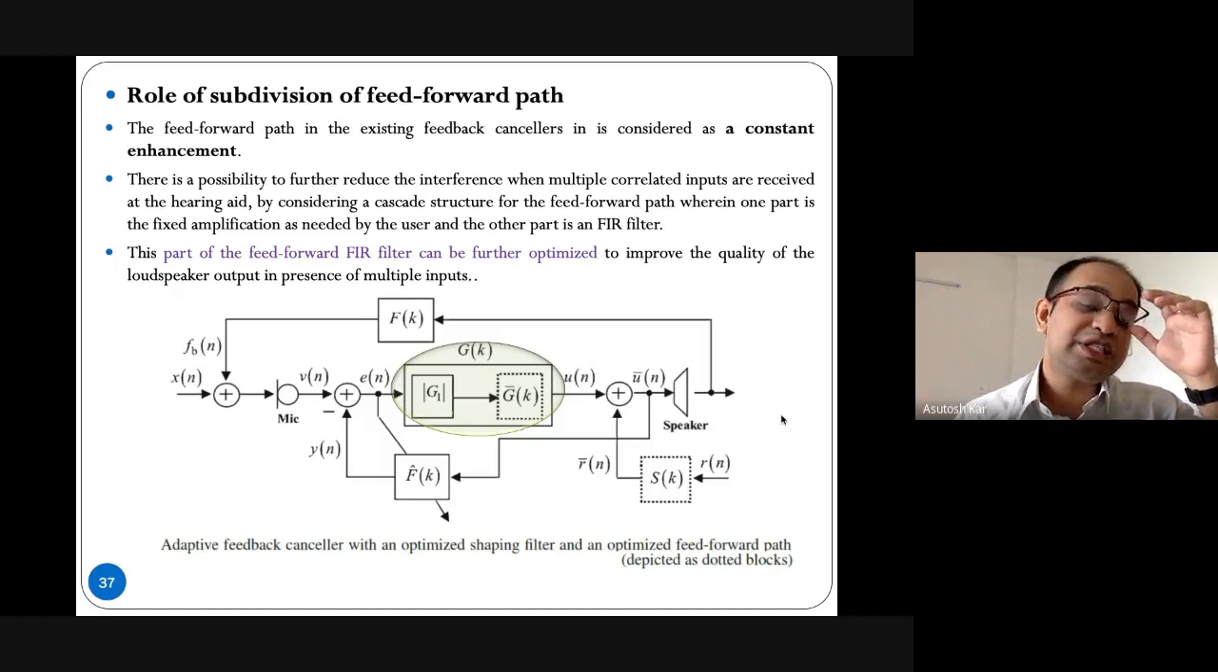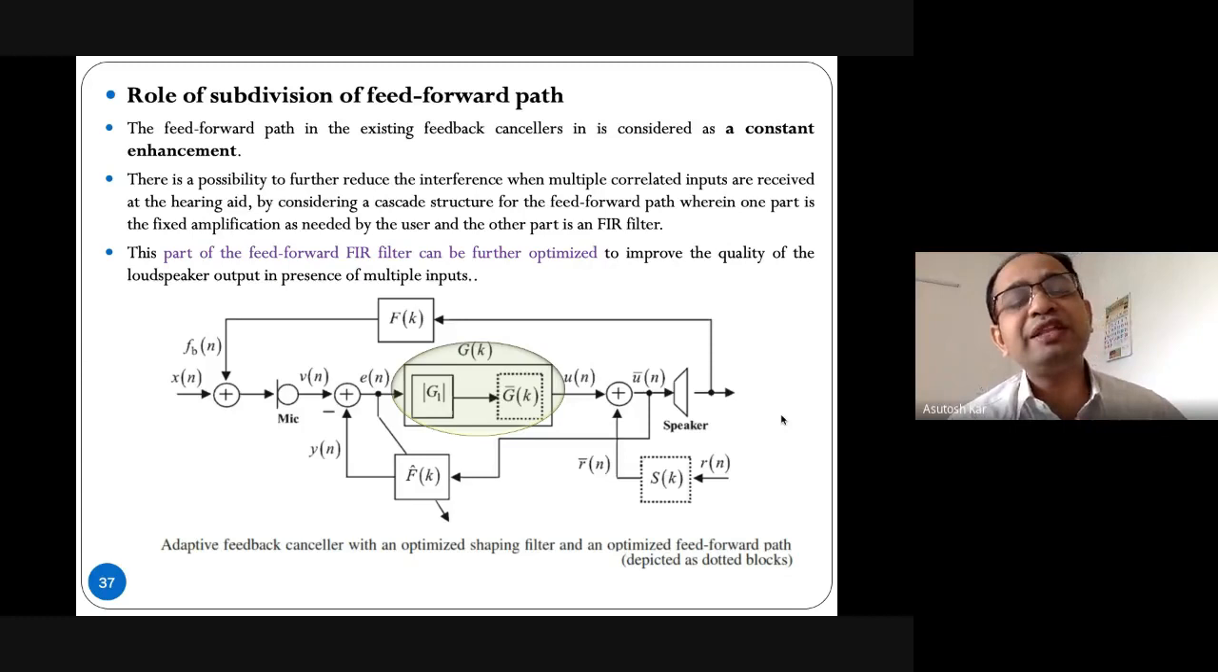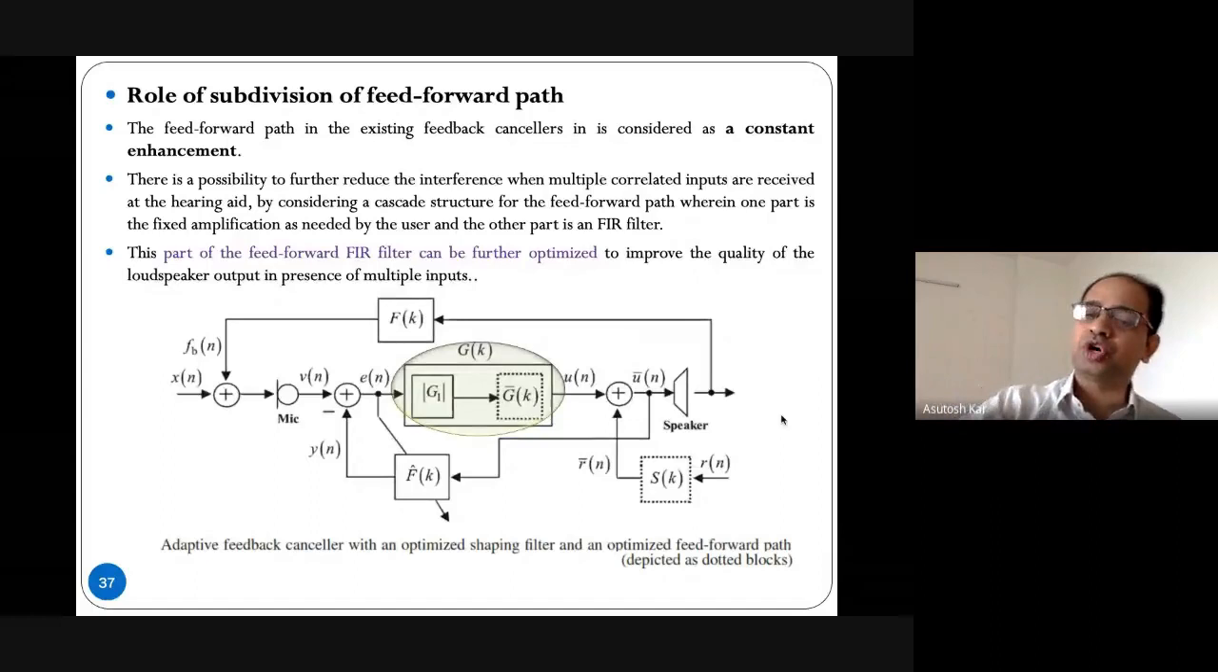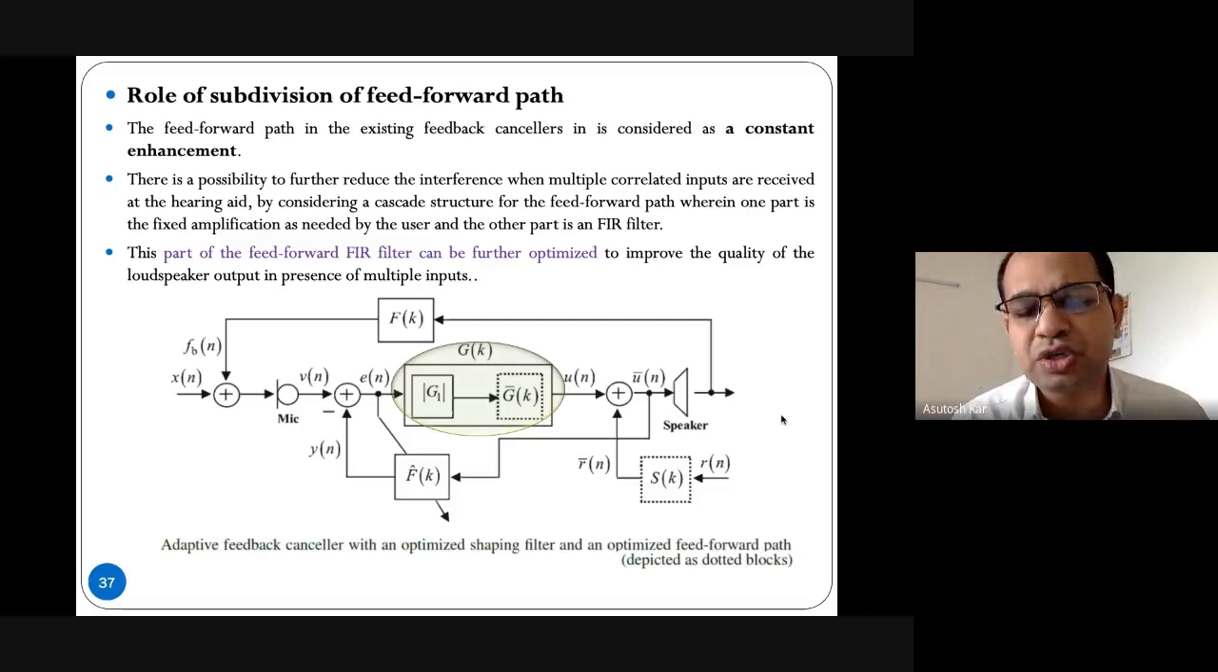All right. So here, this is also a foundational approach we proposed. All initial research was telling that our feed forward path, that means the gain, is constant. We propose that one part of the gain can be constant, one part of the gain can be varying. But how will it vary? How will we fix it? For that, we defined a cost function and tried to optimize the gain with respect to the cost function. Normally people used to optimize the filter weights with respect to the cost function. We tried to optimize the shaping filter and the feed forward path with respect to the cost function, let's say the mean square error.